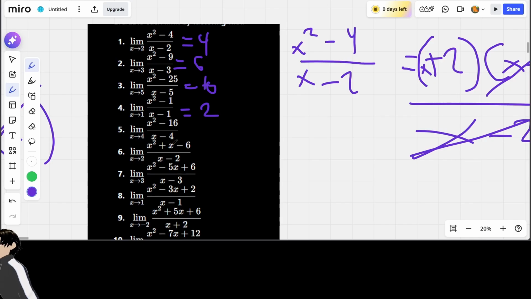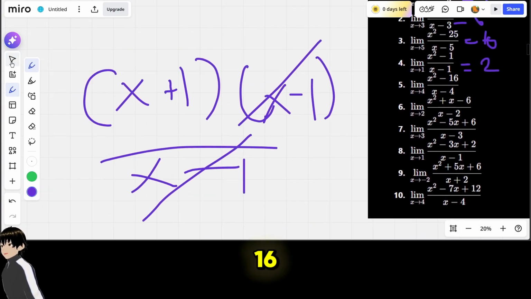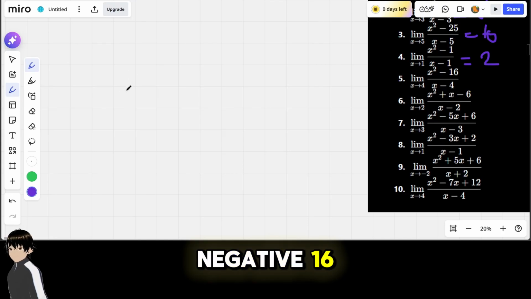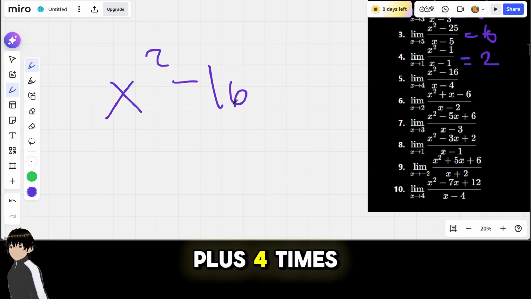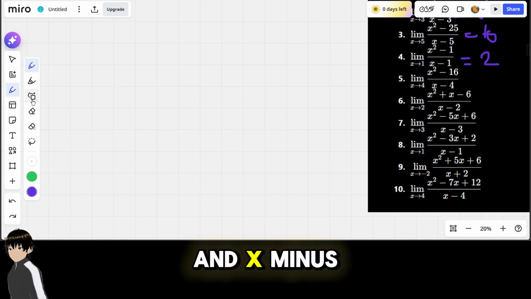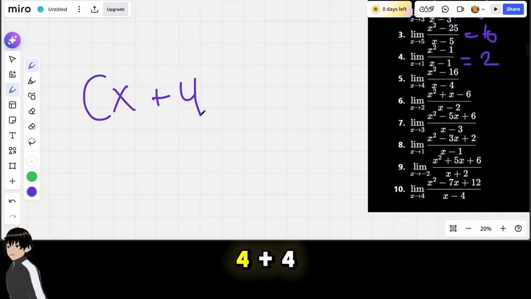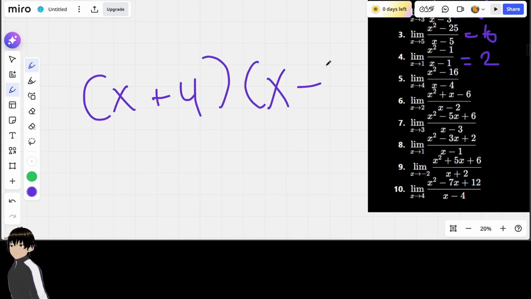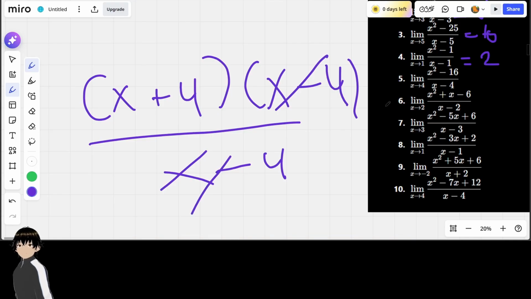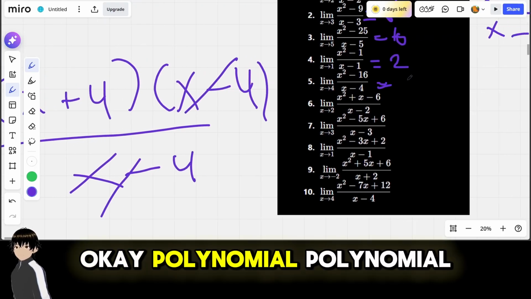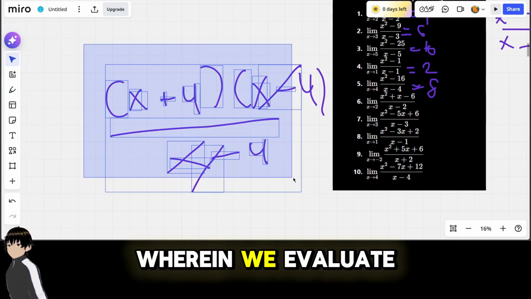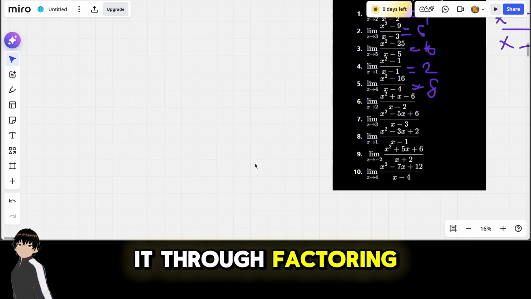So you have x squared minus 16. What multiplies to negative 16? We have x plus 4 times x minus 4, and x minus 4 here. 4 plus 4 is going to be 8. So now we head over to the polynomial functions. This is actually a polynomial limit wherein we evaluate it through factoring.